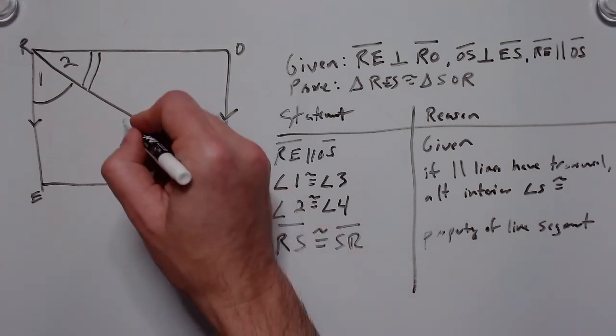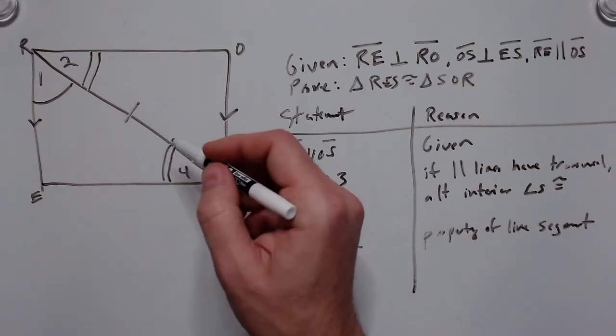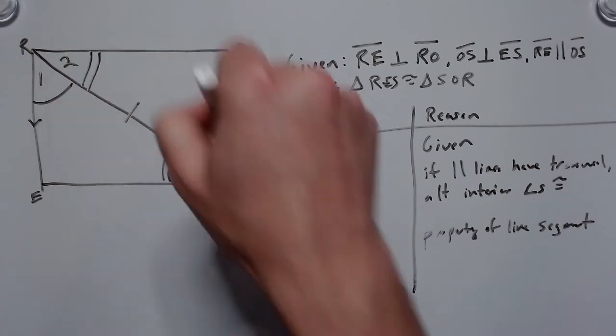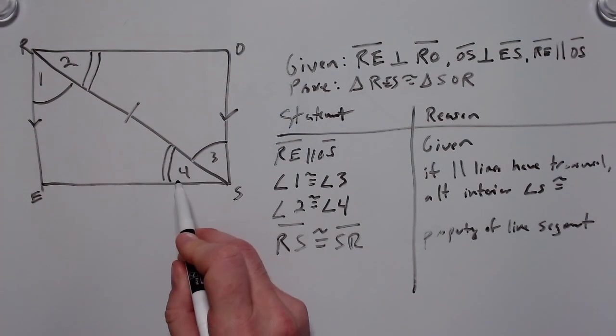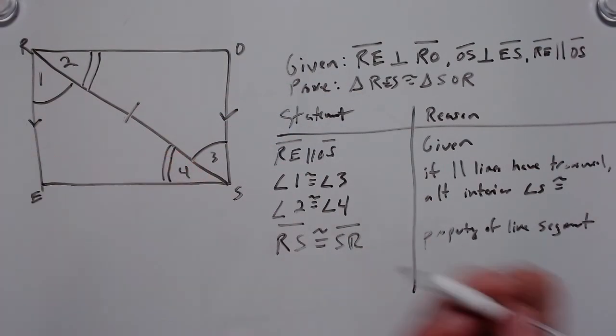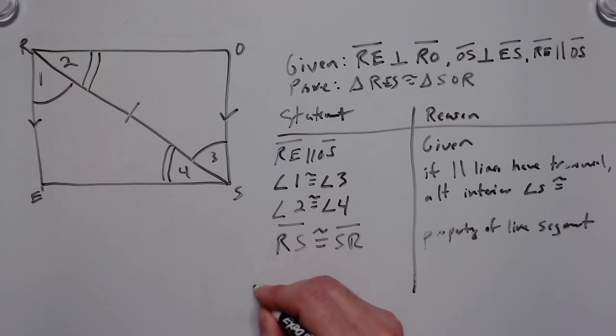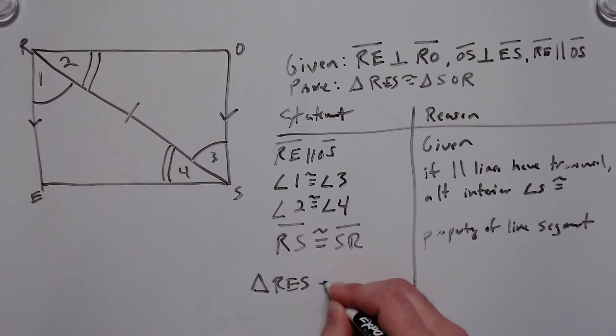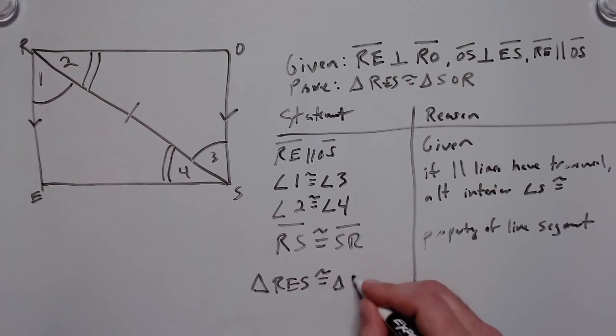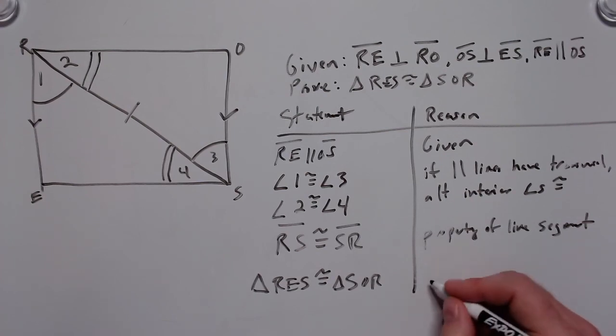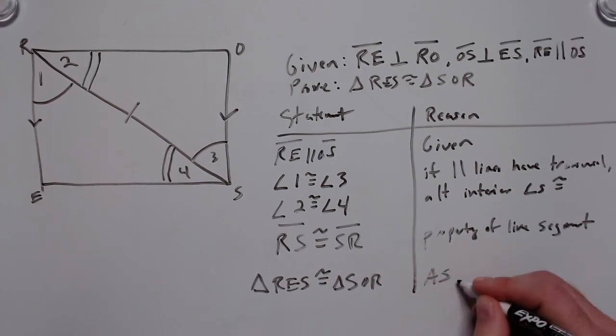So now we know that I'm going to put a line here, and it's weird because it's a line on top of itself, but now we have an angle, a side, and an angle. So now we can finally say that triangle RES is congruent to triangle SOR, and here I'm just going to use a shorthand of angle, side, angle.